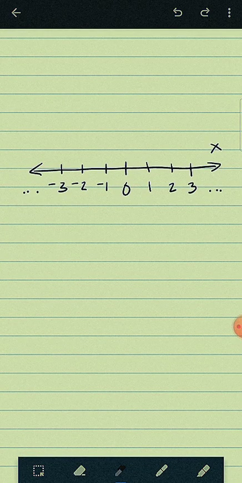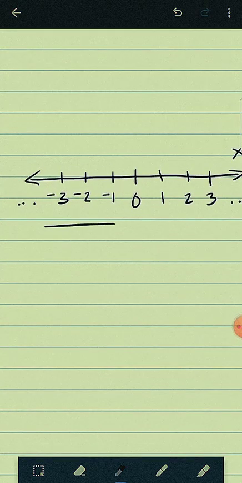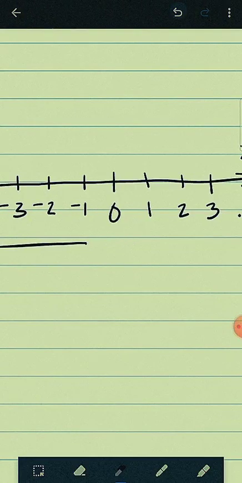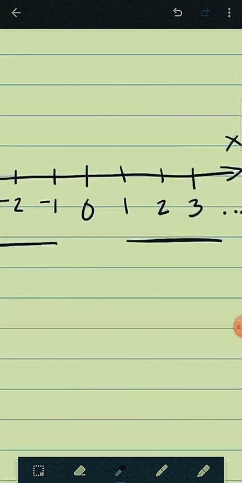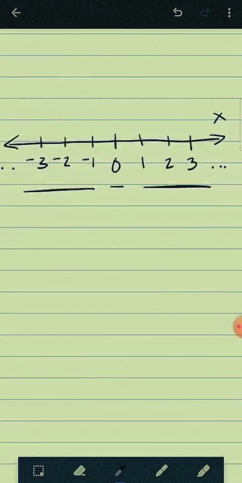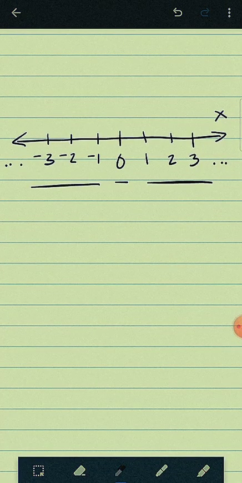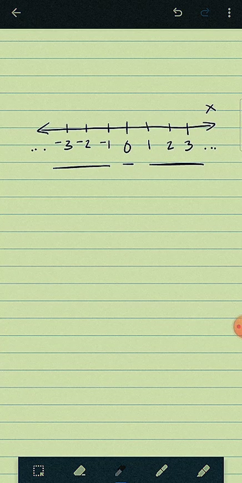So if they say all real numbers, they are referring to these negative numbers, 0, and the natural numbers, which is also the counting numbers, 1, 2, 3. So all real numbers mean negative numbers, 0, and positive numbers. So now, why am I introducing this to you? I am introducing this because in this video, I will be explaining what a domain is and how to find the domain of a function.